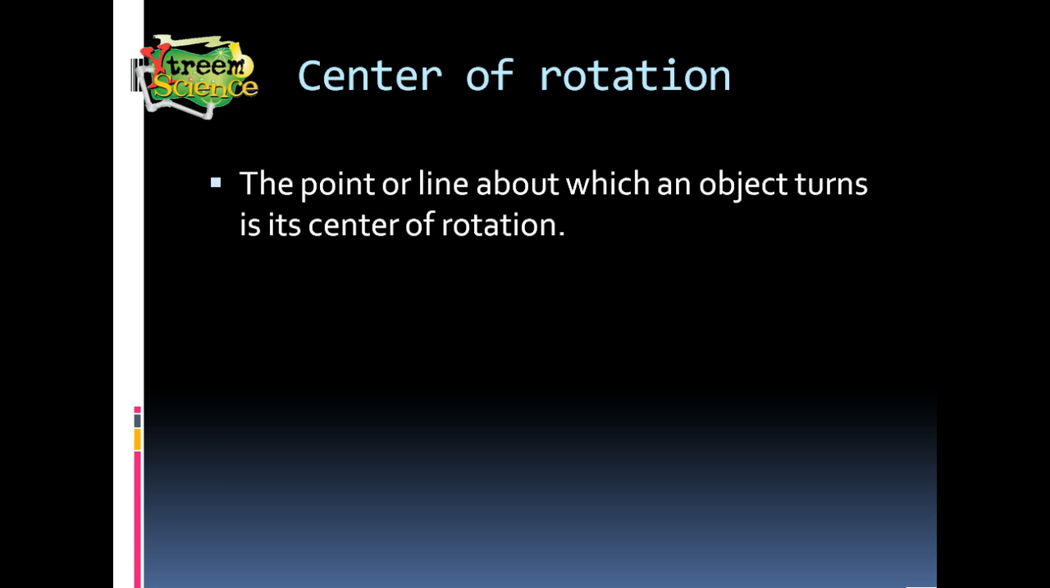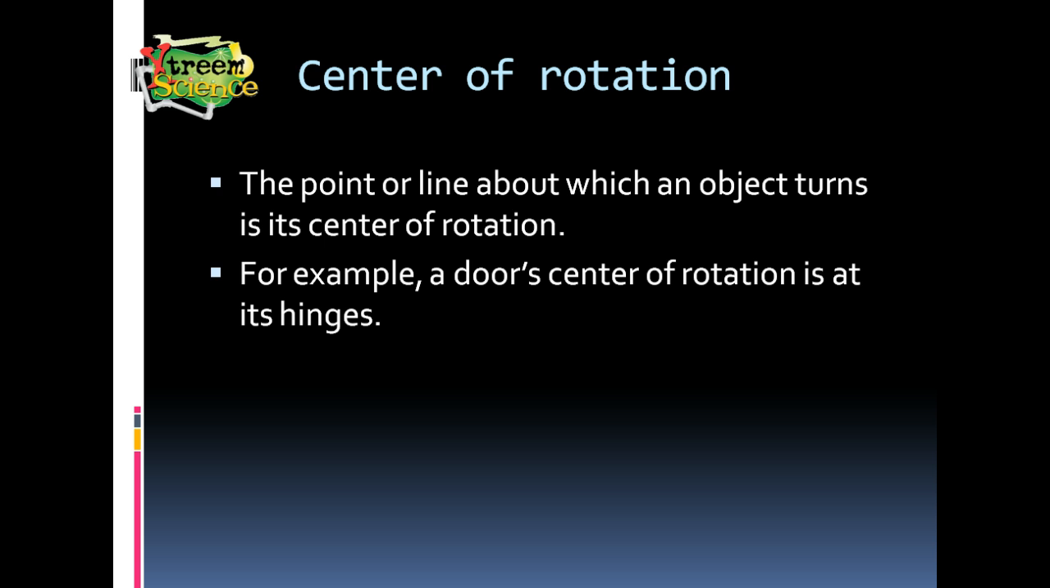The center of rotation is the point or line about which an object turns. Just like if you turn a nut with a wrench, that center of rotation is right there in the middle. Same thing with the door, its center of rotation is at the hinges. So a door rotates at the hinges, and different things rotate based on how they're made in different spots.